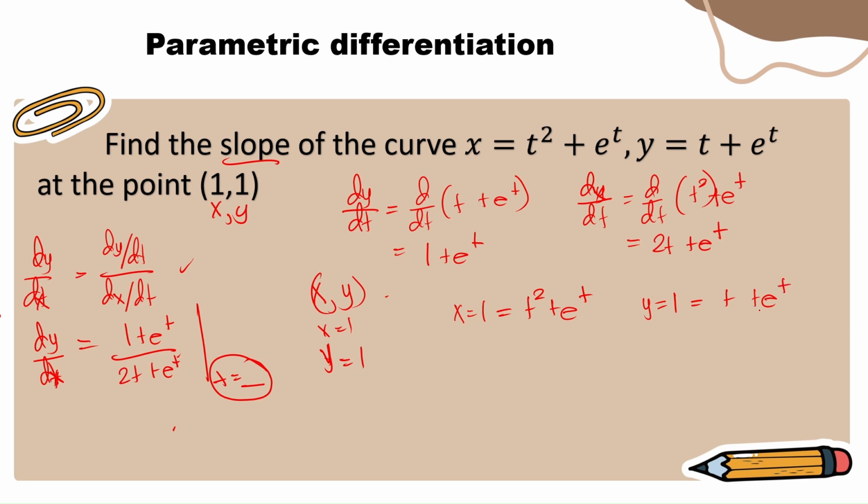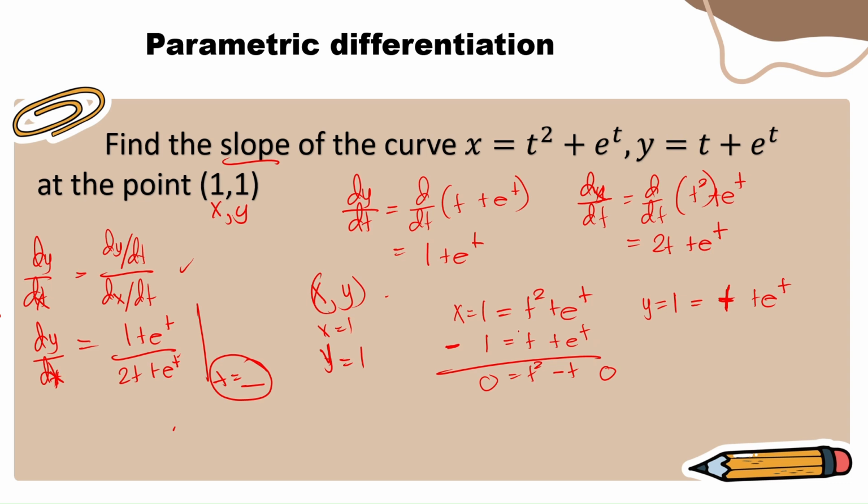So we can solve for the value of t. So how can we get that? So pwede yata tayo magganito. So add natin yung dalawang yan, or subtract pala. Minus 1 is equal to t plus e raised to t. Pwede ba to? So 1 minus 1 is 0. Then t squared minus t. e raised to t minus e raised to t is 0.